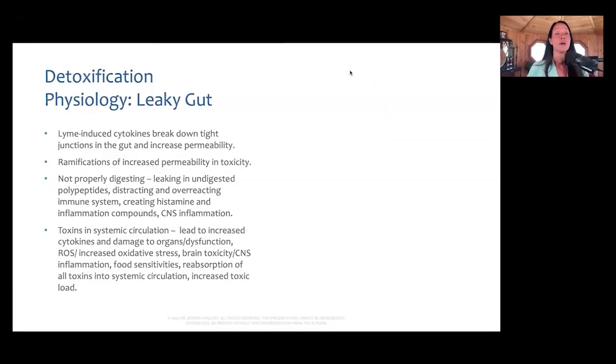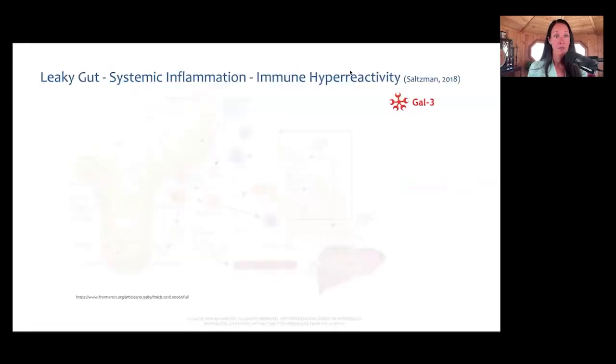So, again, to summarize, we have this Lyme-induced cytokine response that breaks down the tight junctions in the gut, and this increases permeability to toxins, to undigested polypeptides from foods. And all of this is going to cause an overreaction of the immune system. It's going to create a histamine response, and it's going to lead to more inflammatory compounds being generated and ultimately central nervous system inflammation and dysfunction. And here are just some studies backing this up.